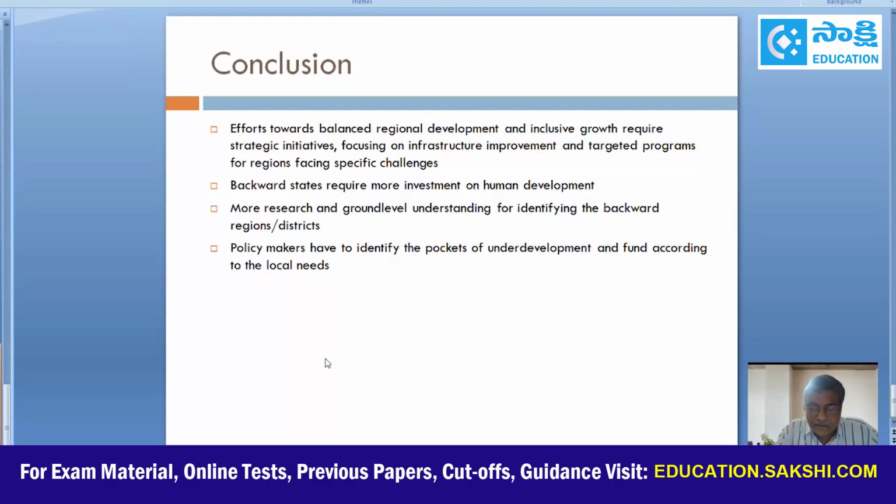To conclude, regional disparities remain as an alarming issue even today. Still, regional inequalities exist in the country. As I mentioned, only the southern states and the western states are developed as compared with the other states located in other regions of the country. So in order to tackle this problem, the policy makers have to identify the pockets of underdevelopment and fund according to the local needs.